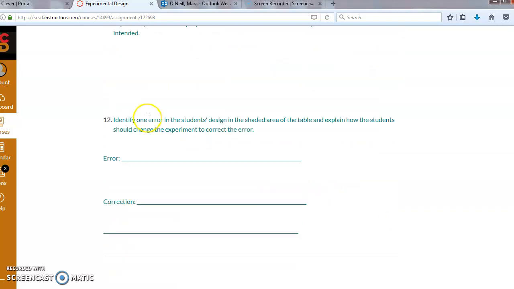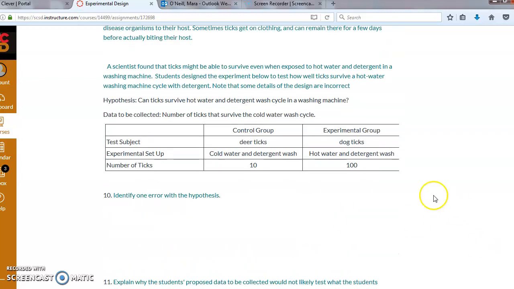12. Identify one error in the student's design in the shaded area of the table and explain how the students should change the experiment to correct the error. You're going to write your error and you're going to do your correction. There is no shaded area, so I'm going to tell you to look right here at the experimental setup. What could be the error here?